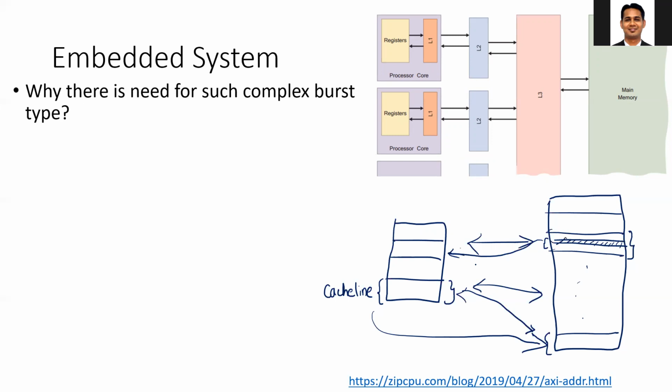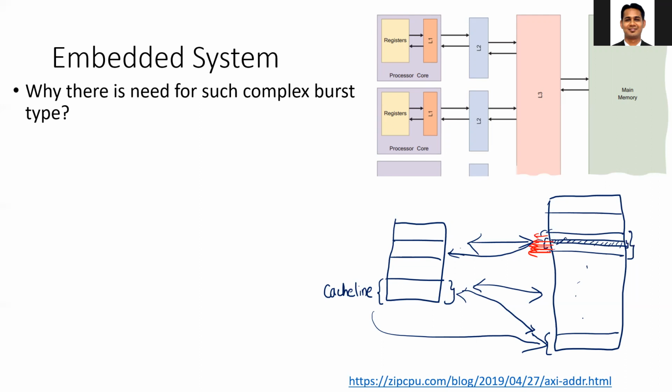Now you can see that the processor is working. The processor wants only this data. But in the regular mode, the incremental mode, what will happen? The first data will be copied, then this data will be copied, then this data, then this data, and so on.